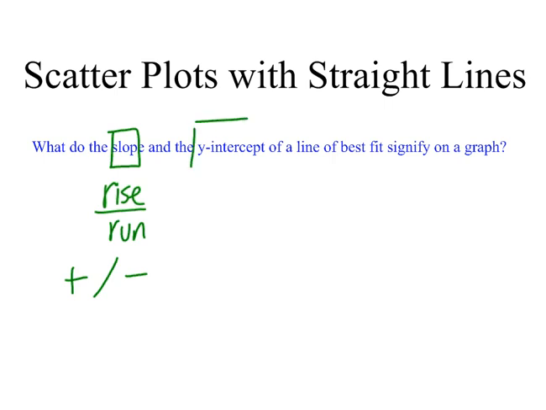Now, a y-intercept is where the line crosses the y-axis. And that's going to give us a starting point in our scatter plot analysis. Now, the line of best fit is what we're really going to talk about today, and how all of this is tied together, how this helps us to project and look at trends. Okay, so let's take a look at some information here.